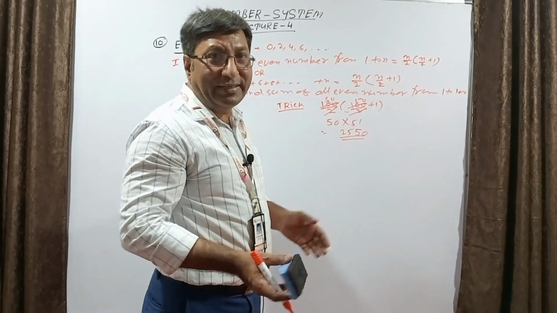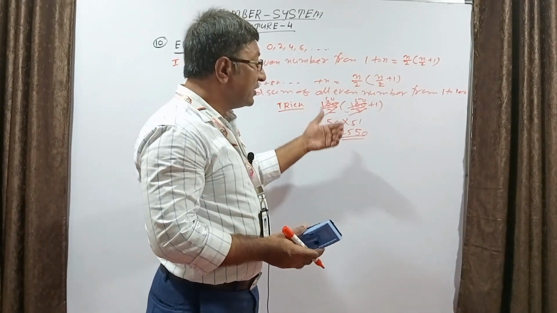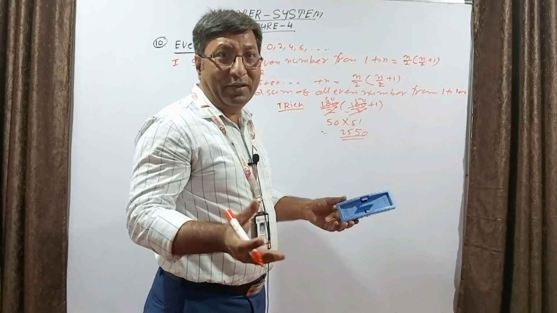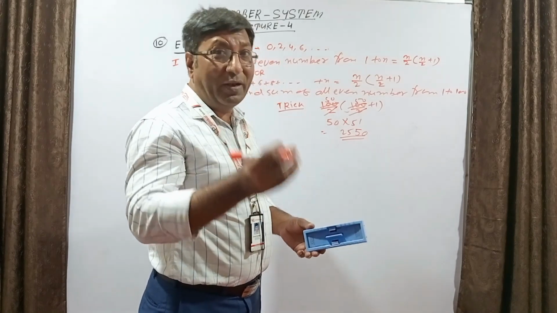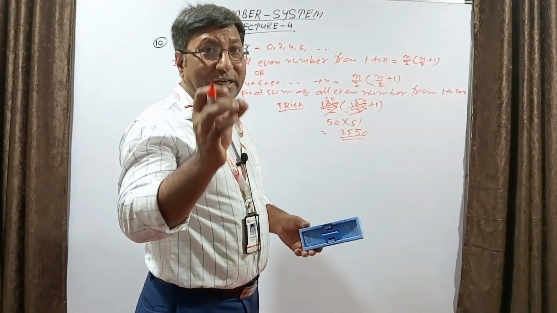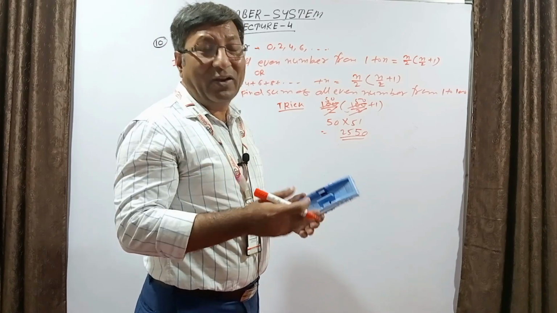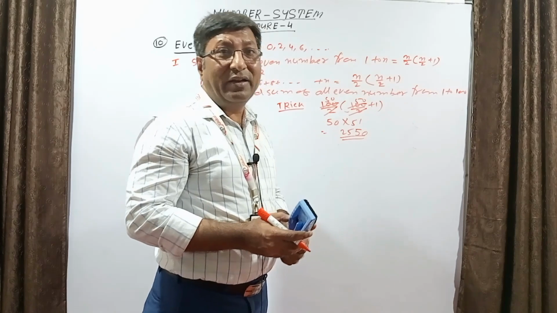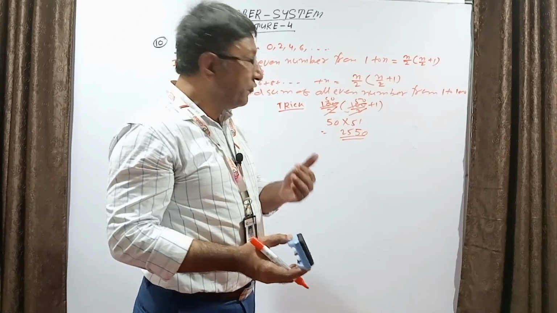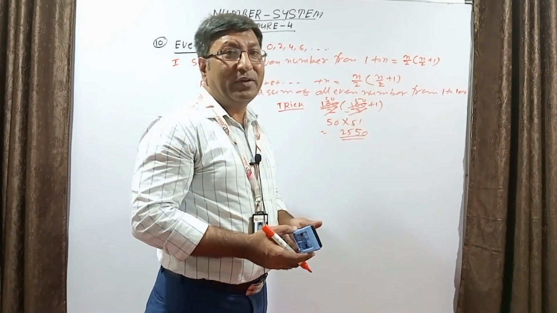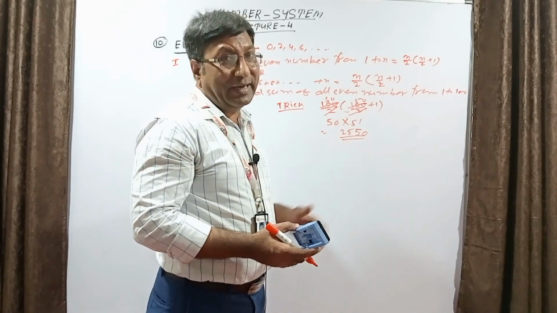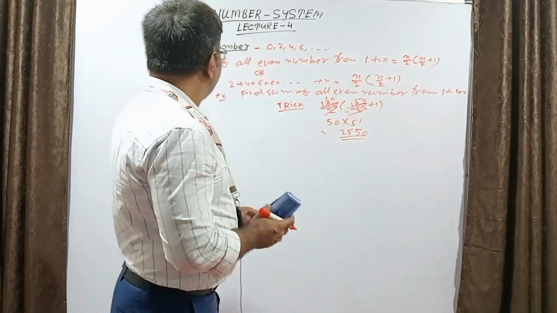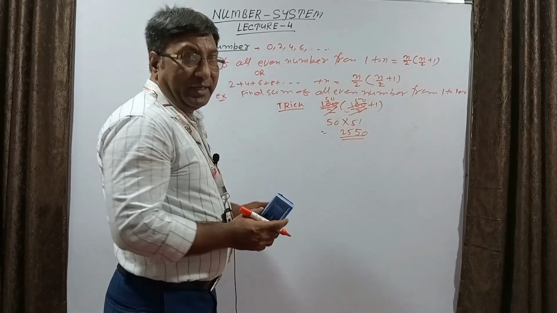2550 is our right answer. So if we solve this question by the basic method, it will take a lot of time. You have to write 2 plus 4 plus 6 plus 8 up to 100. It will take a lot of time. The technique is simple. 100, so half is what? 50. So just multiply 50 by 51, and you can get your correct answer. Okay, so this is the first technique for even numbers.